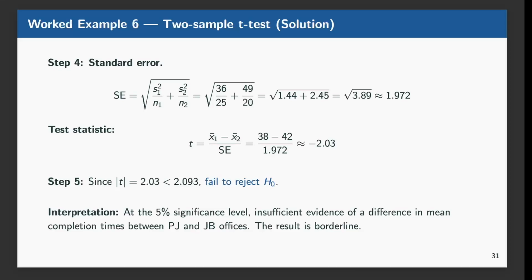Step 5. Since the size of negative 2.03, ignoring the sign, 2.03, is less than 2.093, we fail to reject H0. In plain English, at the 5% significance level, there is insufficient evidence of a genuine difference in mean completion times between the two offices. It is worth noting that this particular result is fairly borderline, close enough that a slightly larger sample at either office could easily have tipped the conclusion the other way.